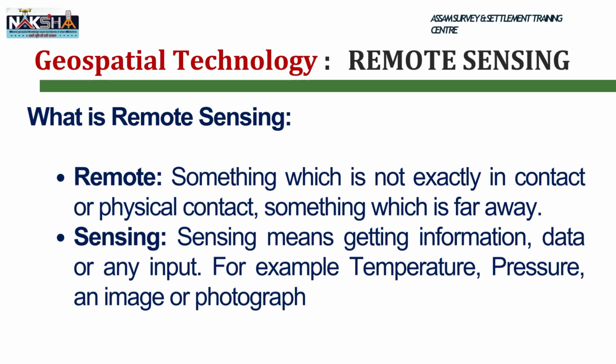Moving forward from GNSS and NRTK, let's explore another powerful geospatial technology, remote sensing, which allows us to gather information about the Earth's surface without being physically present at the site. What is remote sensing? The term remote refers to something that is far away or not in direct physical contact, while sensing means collecting information, data, or inputs, such as temperature, pressure, or an image.